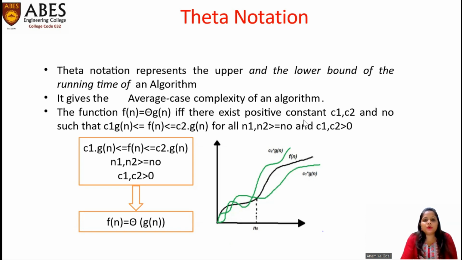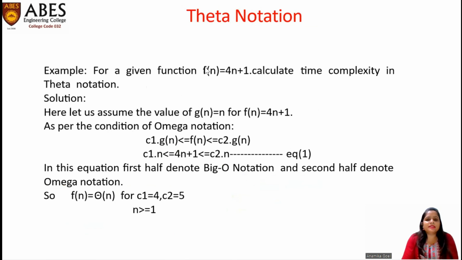if there exist positive constants c1, c2 and n0 such that c1 g of n is less than or equal to f of n, which is less than or equal to c2 g of n, for all n greater than n0, and c1, c2 are greater than 0. To understand the concept of theta notation, let us see a similar example to the previous slide.